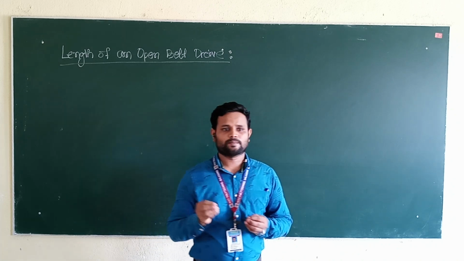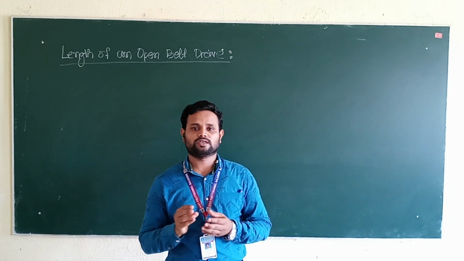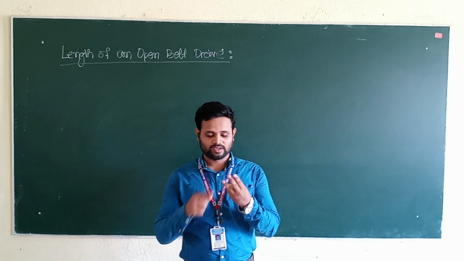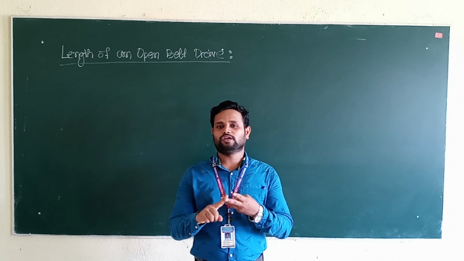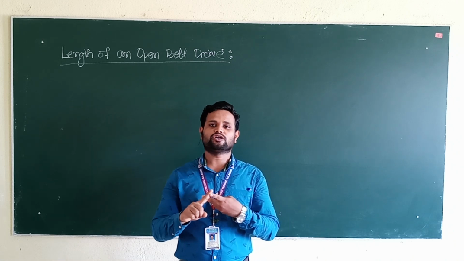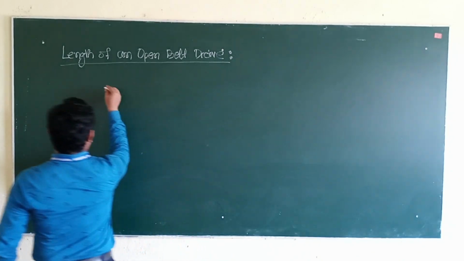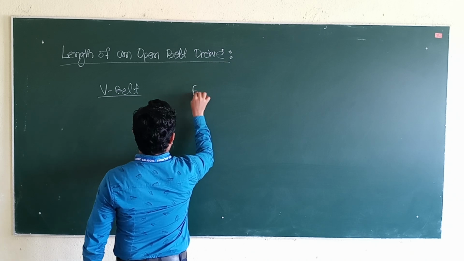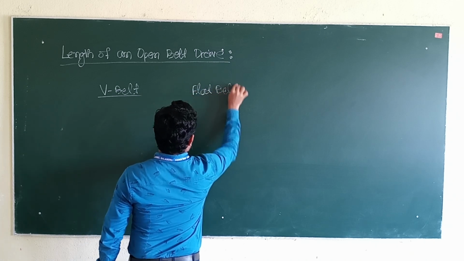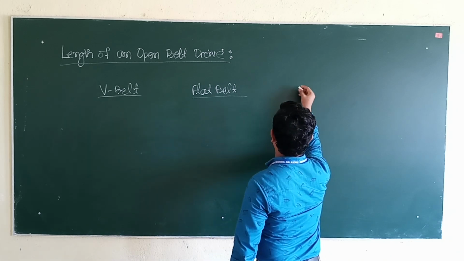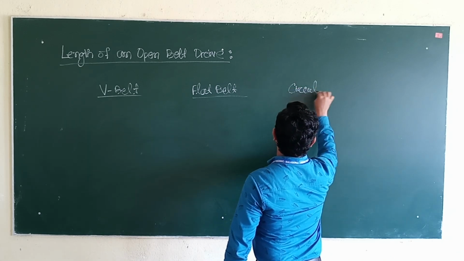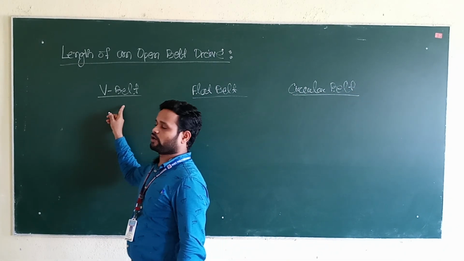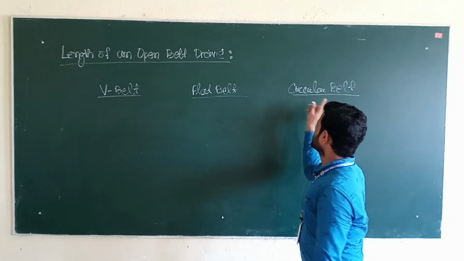Next, what are the types of belt? We know that there are three types of belt. The first one is the V belt, the second one is the flat belt, and finally the third one is the circular belt. So where do we use the V belt, the flat belt, and the circular belt?